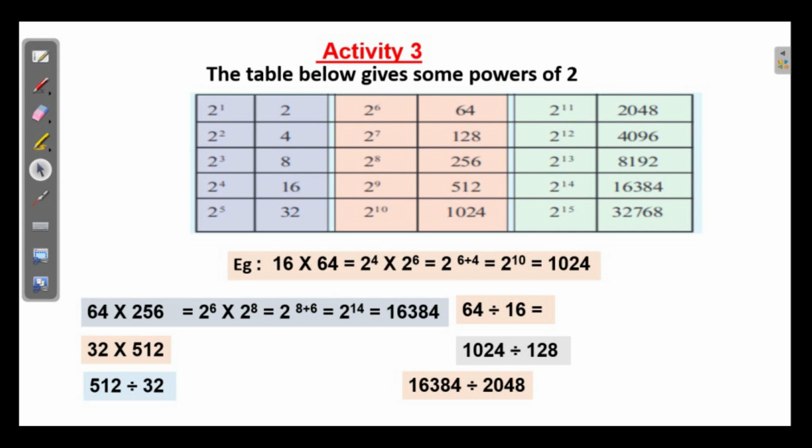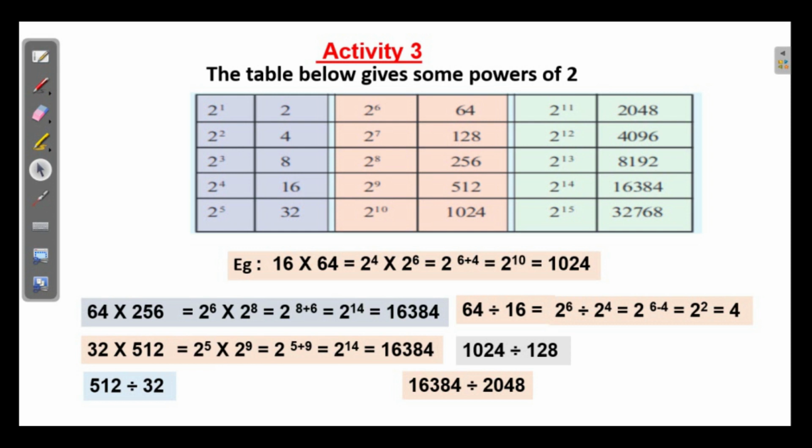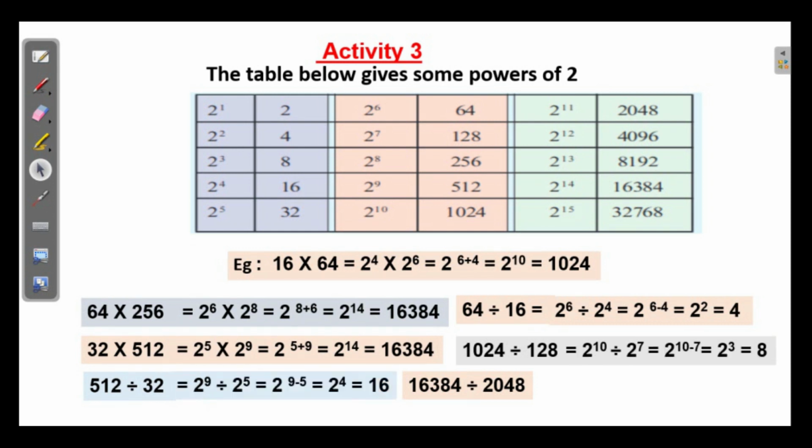The third problem is division. 64 divided by 16. 64 means 2 raised to 6, 16 means 2 raised to 4. So 64 divided by 16 is equal to 2 raised to 6 divided by 2 raised to 4, which is equal to 2 raised to 6 minus 4, which is equal to 2 square. 2 square is 4. Similarly, do the other problems also, just seeing the table.